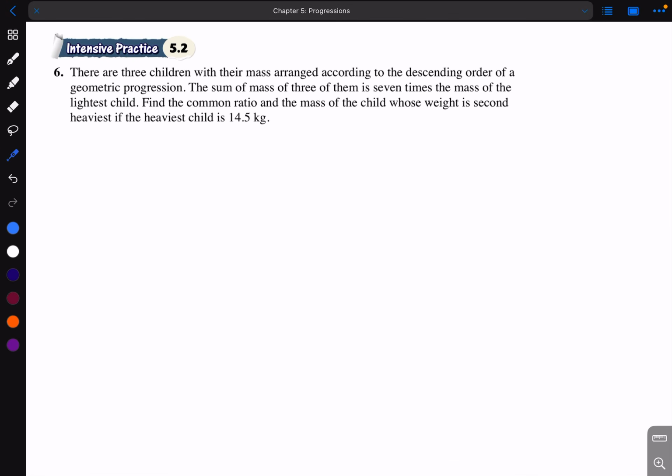Intensive practice 5.2, question 6. There are 3 children with their mass arranged according to descending order of a geometric progression. So we have 3 children. Their masses are decreasing in a geometric progression.